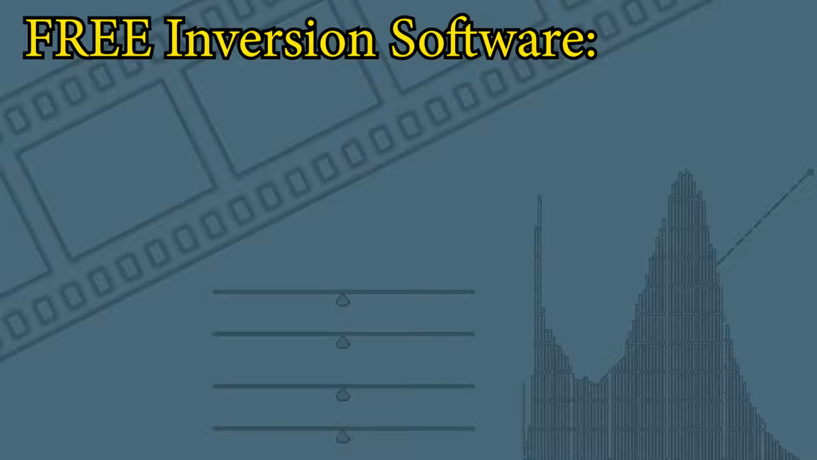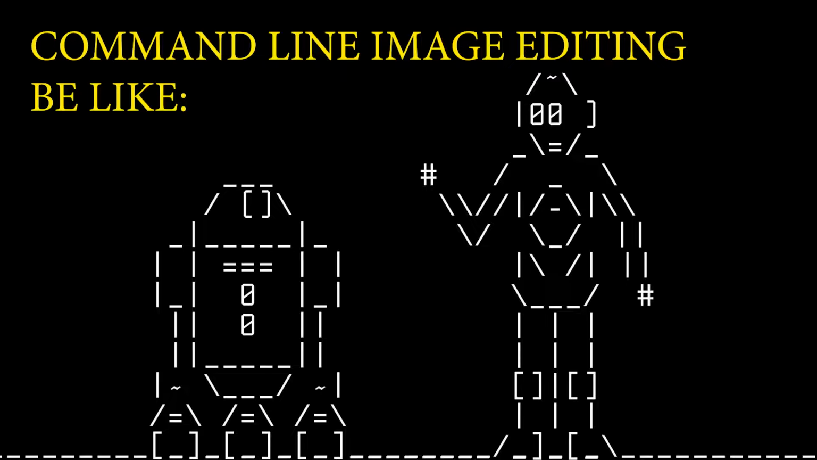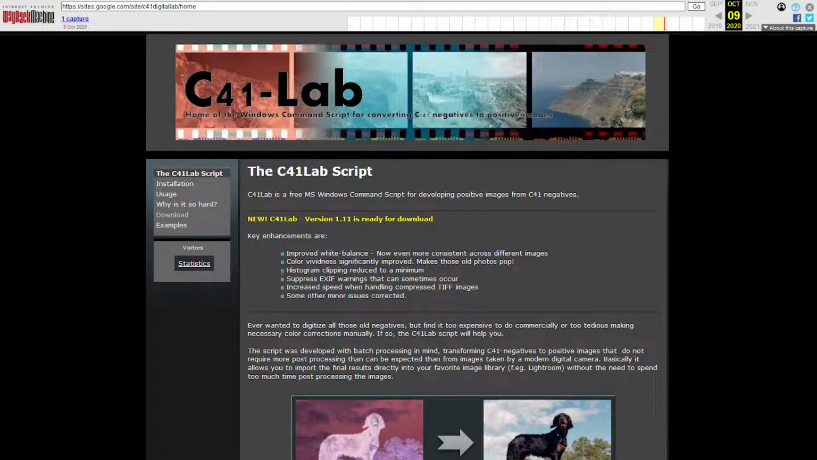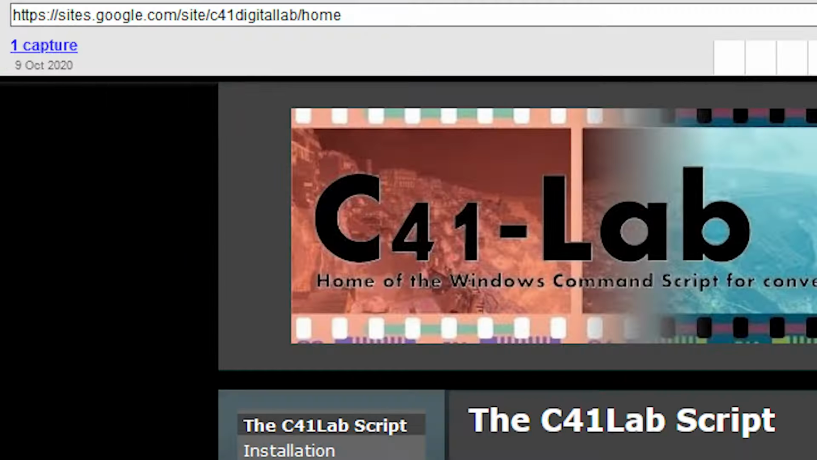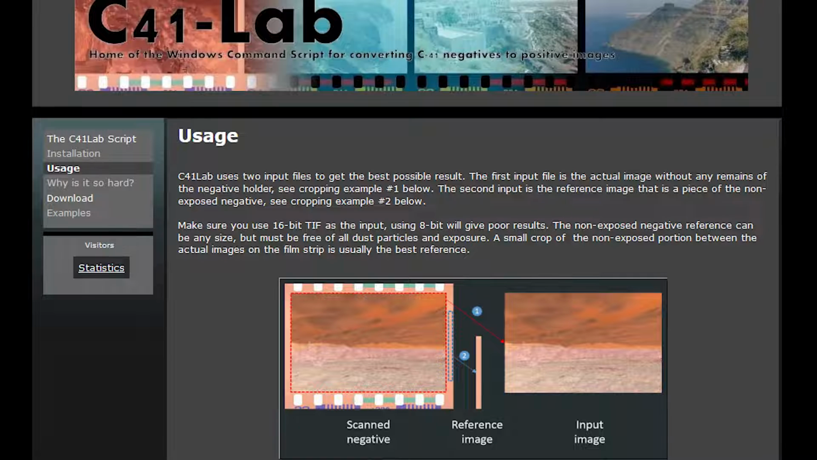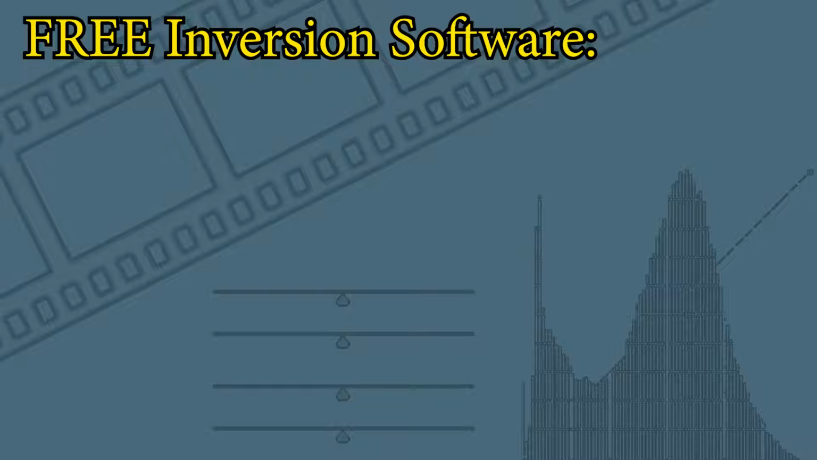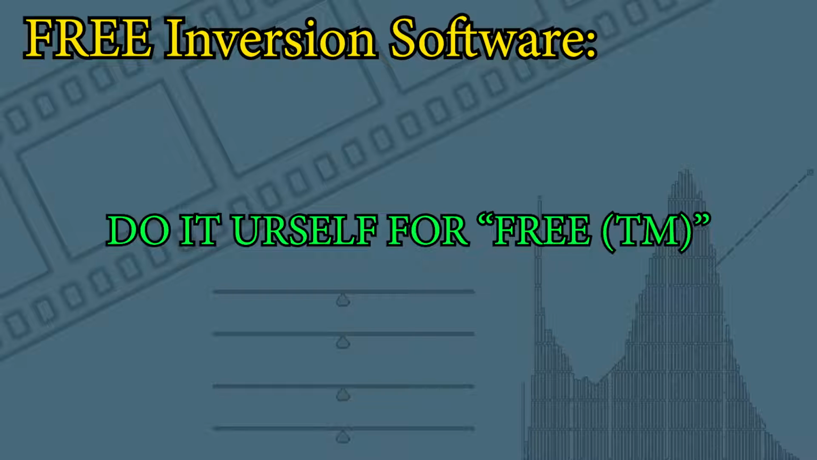If you're a crazy person and you want to use ImageMagick and the command line to do everything, well, there's the poorly named C41-lab script for that. Or there was, I had to hunt this thing down on the archive. It probably gives good results, maybe. Finally, of course, you can do the inversion yourself for free.